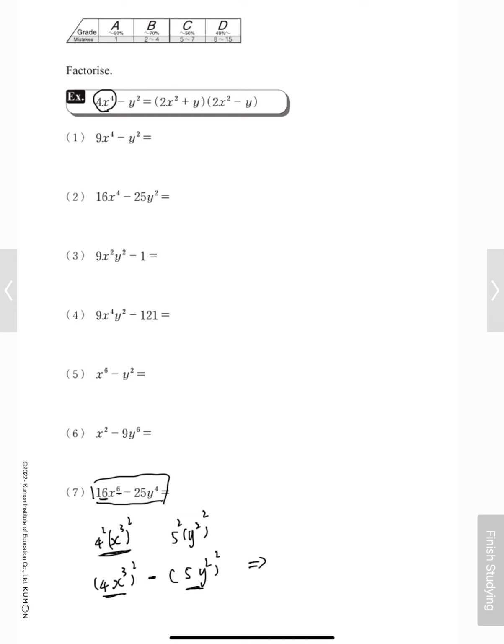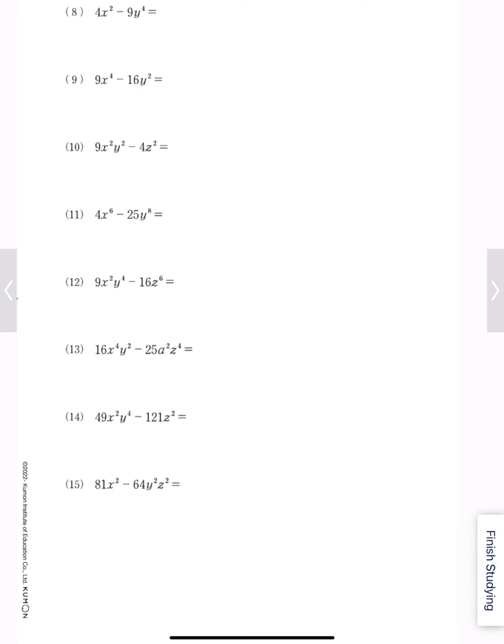All I need to do now is this number, 4x to the power of 3, plus that number, 5y to the power of 2. And then this number, 4x to the power of 3, minus that number, 5y to the power of 2. Notice that it's very simple: we just have to use the formula we learned, no matter what kind of numbers we're dealing with. The whole idea is the same. Hopefully this helps. All right, let's move on.